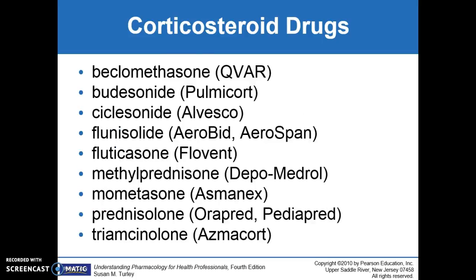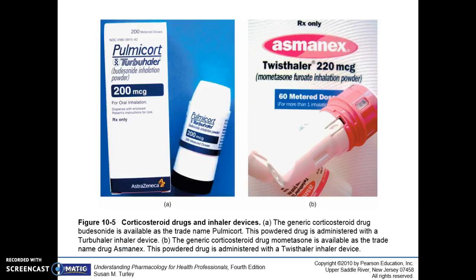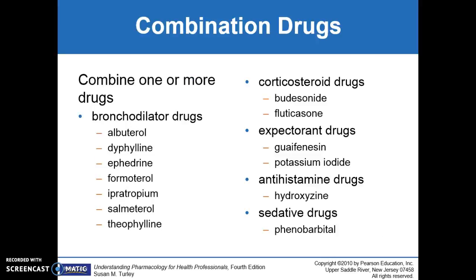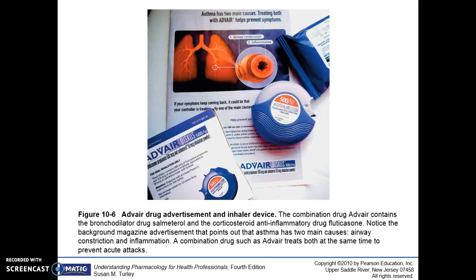Here are some examples of them that you might see. We've got Pulmicort, which is a pretty common one. Flovent is another one. Asmanex, Azmacort, those are some of the common ones that you'll see. And this is just a picture of what you might see them looking like. So these are, again, inhaled doses that a person would take on a regular basis as more of a preventative. Then we also have combination drugs, so things that include one or more drugs put together. Advair is an example of a bronchodilator that also contains a corticosteroid, so it's got both things in it.